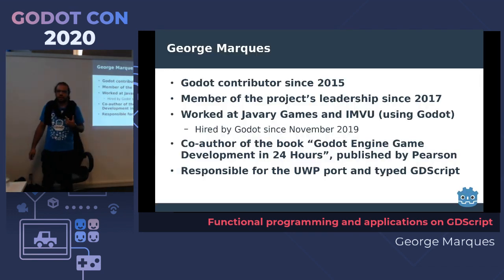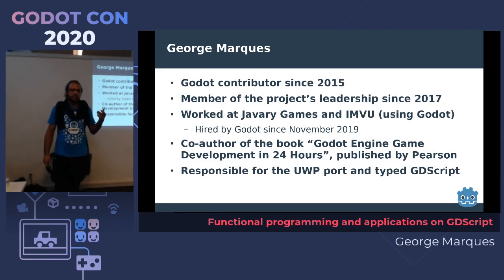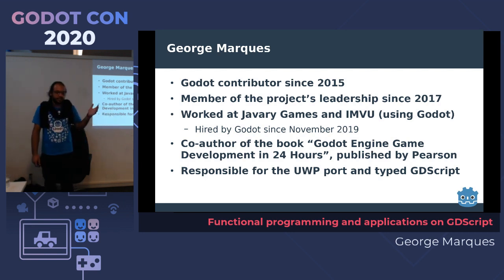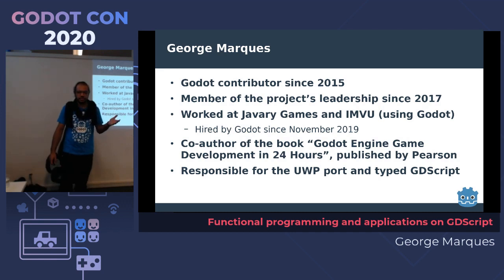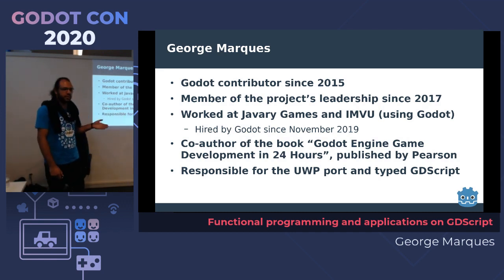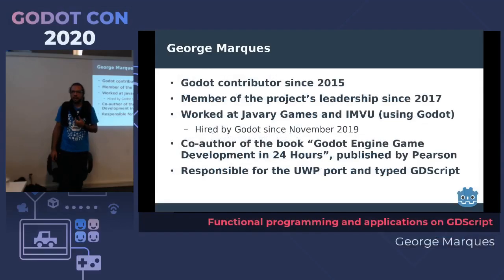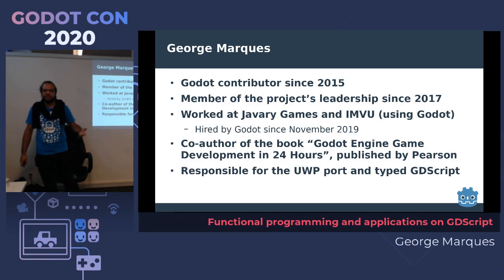Okay, before we start, I want to introduce myself. I'm a Godot contributor since 2015. I started with issue triaging, but then soon moved to actual development. And I'm a member of the project leadership since 2017. I work at Javery Games, which is a company in Brazil, and also IMVU. Maybe someone heard of it, and both are using Godot. And last November, I was hired by the Godot team, so I'm working full time for the project now. I'm also co-author of the book Godot Engine Game Development in 24 Hours that was published by Pearson. And one of my contributions is the UWP port and also typed GDScript. So all the bugs that you get on GDScript are my fault.